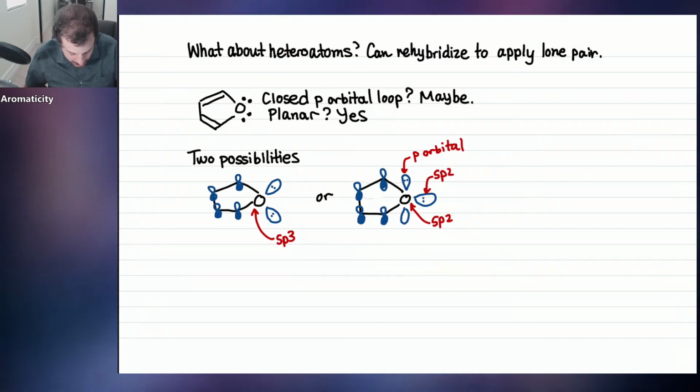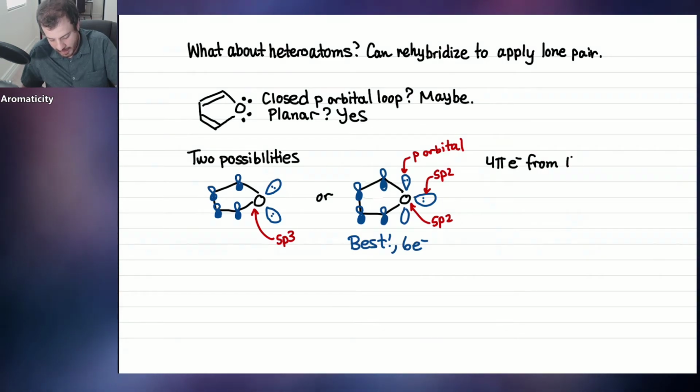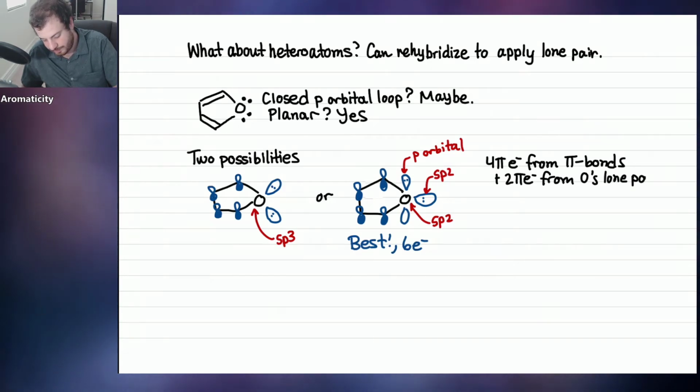The oxygen is smart. It knows: I'll give you one of my lone pairs. Now you'll have 6 electrons in a closed loop so that you'll become aromatic. So this is the best picture here on the right because it creates 6 electrons. So we have 4 pi electrons from pi bonds plus 2 pi electrons from oxygen's lone pair. So in other words, the oxygen will donate the 2 if it will help.